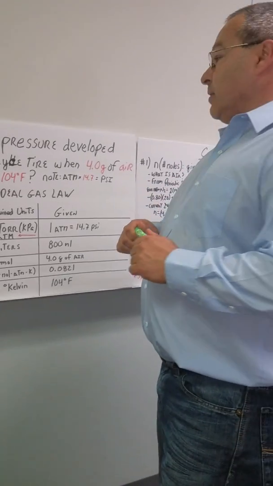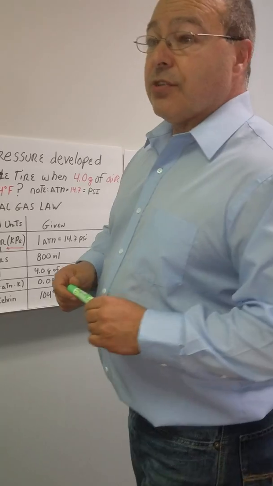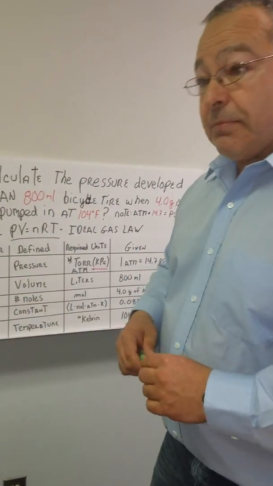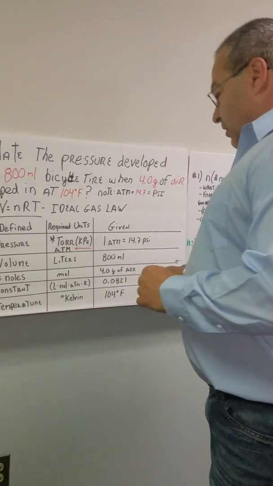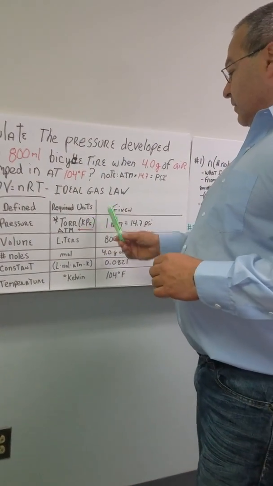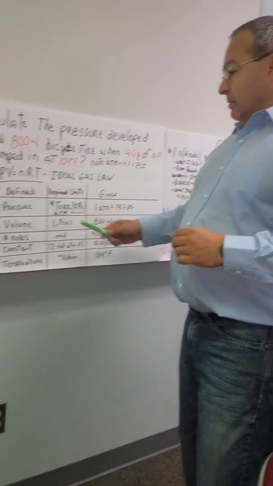Ultimately, we're going to want to turn that into pressure developed in a bicycle tire, PSI, because you certainly aren't going to go to your service station and say, give me atmospheres in my tire. They're going to laugh you right out of the garage. So we're going to want to convert that. But for the purpose of this equation and the constant we're using, we're going to use atmospheres.